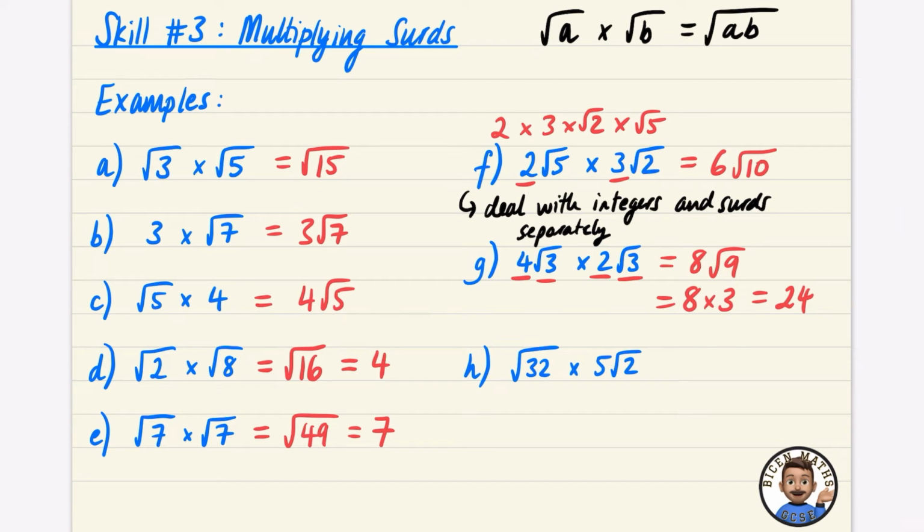Now this last one that we've got here, I've got root 32 times 5 root 2, and I'm going to probably show you two ways of doing this.